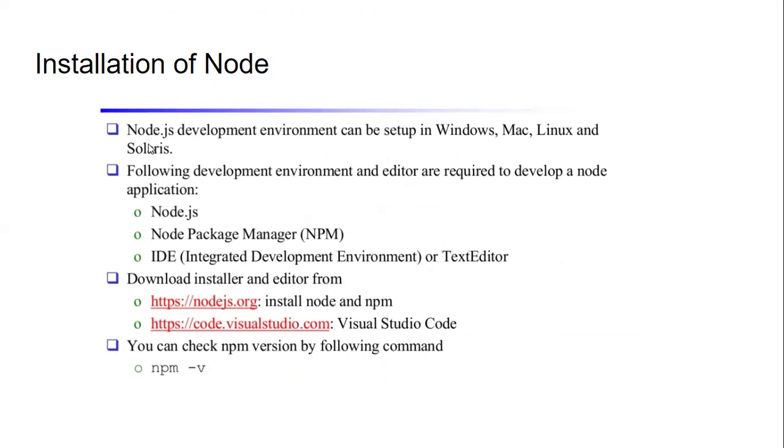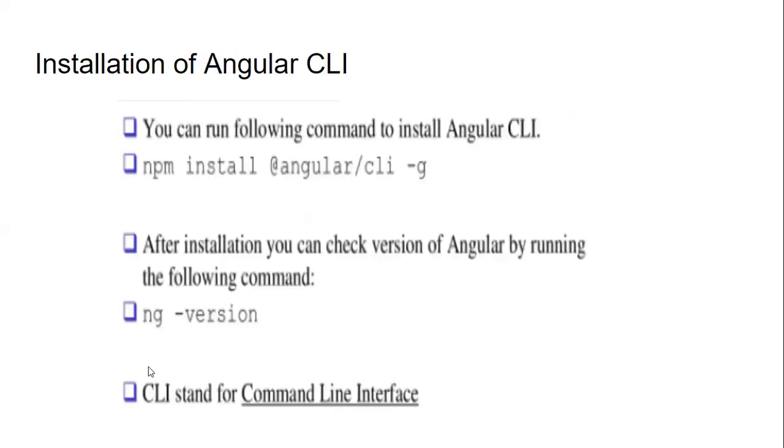So how can we install Node on your machine? Just go to the official website, download it and install it. After installation of Node, check your version of Node. With the help of Node and npm, we are able to install Angular.